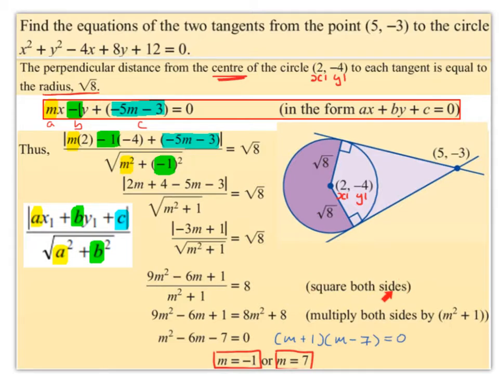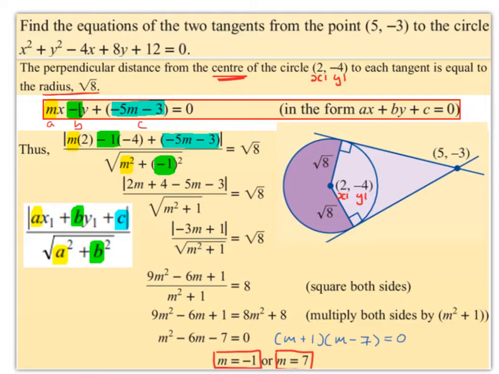So then we square both sides, so that gets rid of the modulus symbol at the top, it gets rid of the square root at the bottom, and it gets rid of the square root at the right. So we also have to square -3m + 1. So (-3m + 1)² is (-3m + 1) multiplied by (-3m + 1), which gives us 9m² - 6m + 1. And again, that's over m² + 1, and that's all equal to 8. So we multiply both sides by m² + 1. So that gets rid of the m² + 1 on the left. And then 8 times (m² + 1) gives us 8m² + 8.